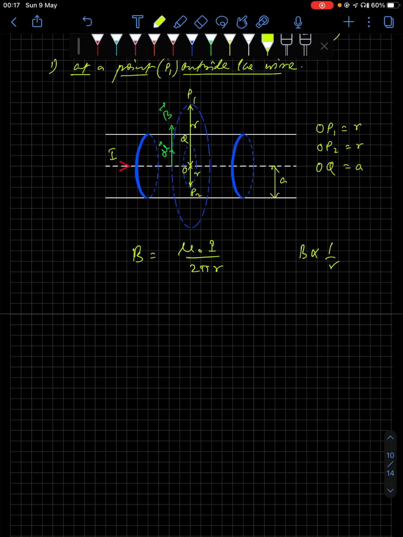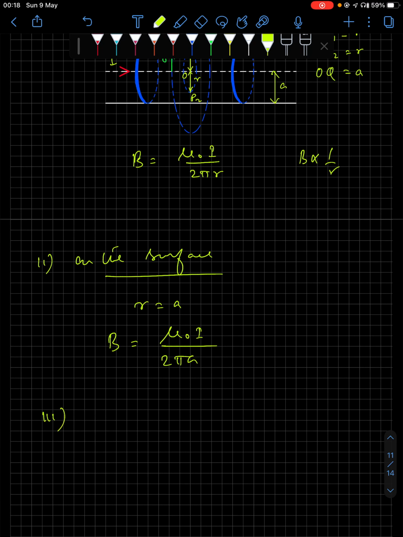Now on the surface of the wire, case 2. On the surface of the wire, R, the distance of the point, and the radius of the wire, which was A here, are the same. So in such a case, your relation becomes B equal to mu naught I by 2 pi A. We have just put A in place of R in the previous equation. Now case 3 is inside the wire. Inside the wire you'll have two situations again.